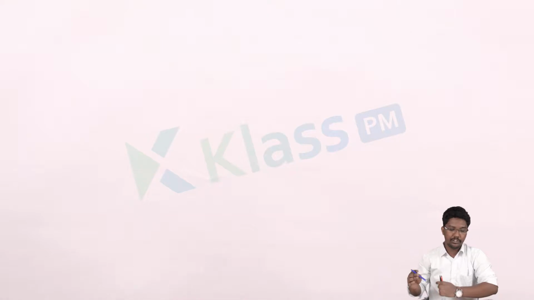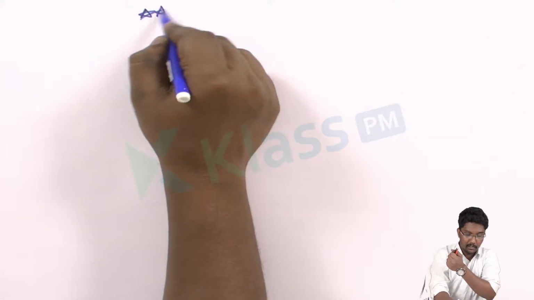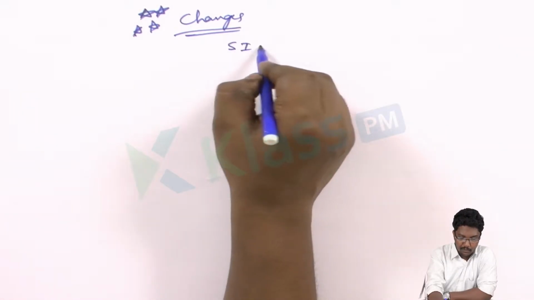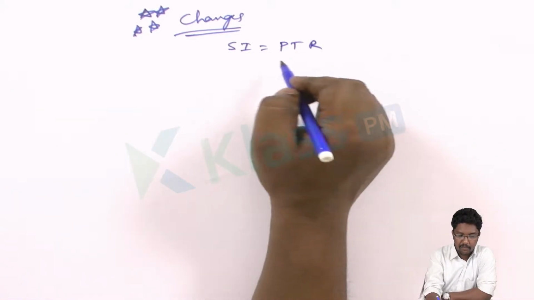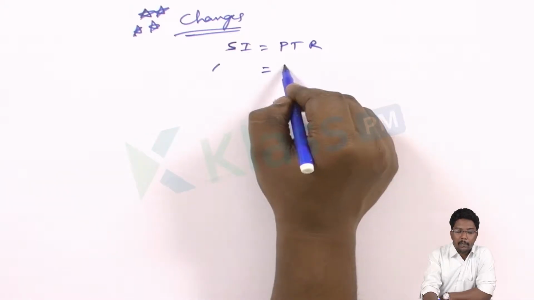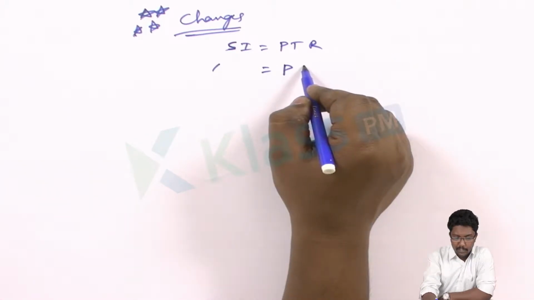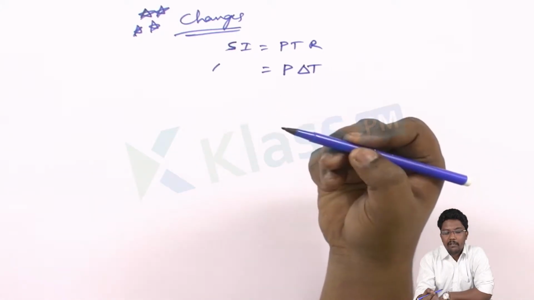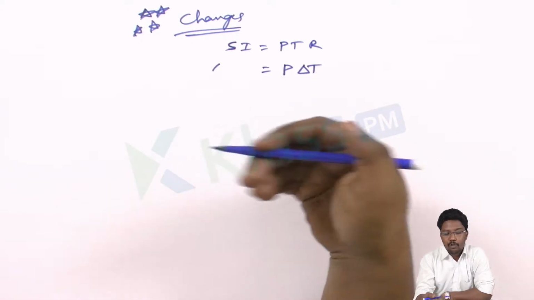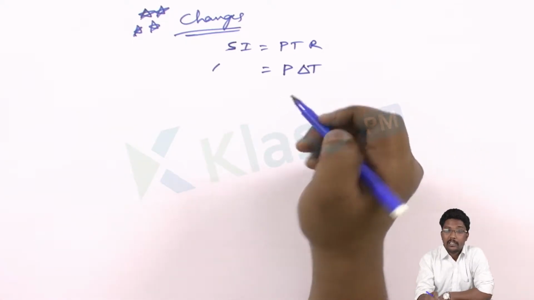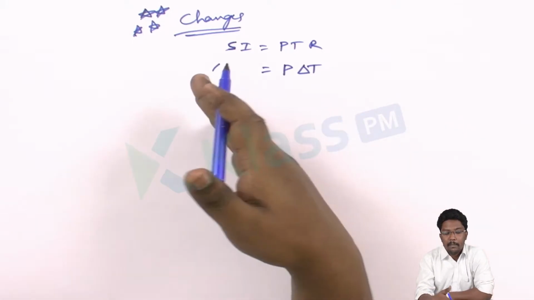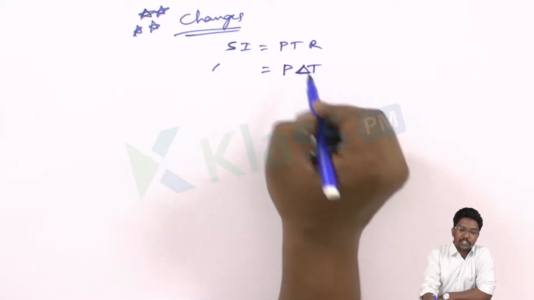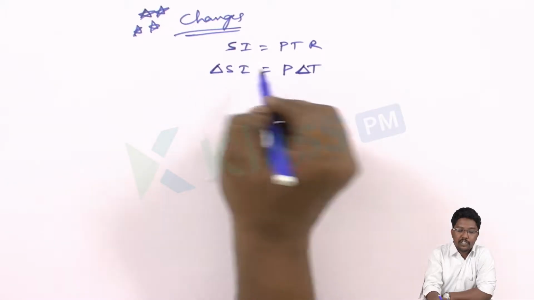There is a very good, very important concept: changes. My simple interest formula is PTR, and if the rate is in percentage, divided by 100. Due to some reasons there is a change in my time period, because I am unable to pay my money within the 3 years. I am extending my loan period for another 1 year. Then my simple interest will change because the time period also changed. So I have to pay for another 1 year. So due to the change in time period, my simple interest will change.